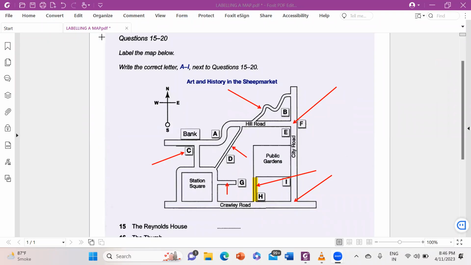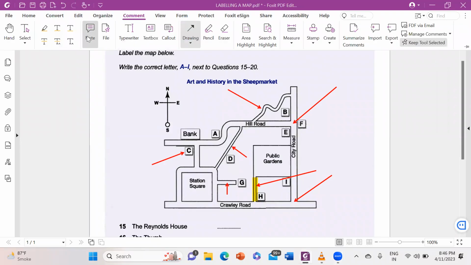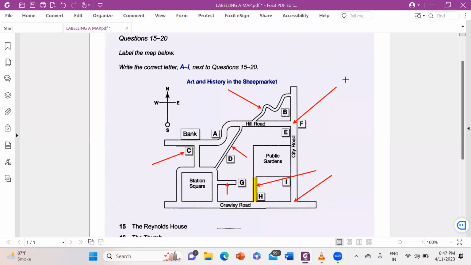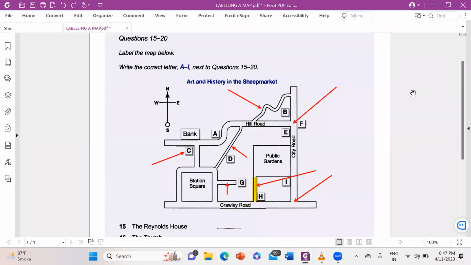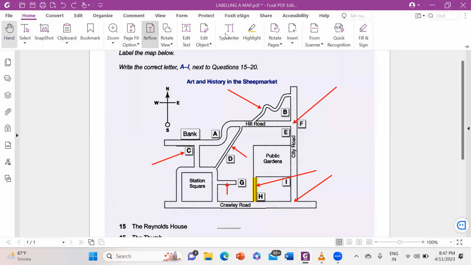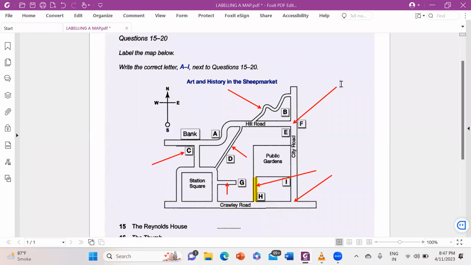Now, please pay attention. So guys, this is a junction. Where the hill road and the city road meet, that is known as a junction. Similarly, this is also a junction. So you should know the difference between intersection and junction. If you don't know the difference, you'll be confused like this.